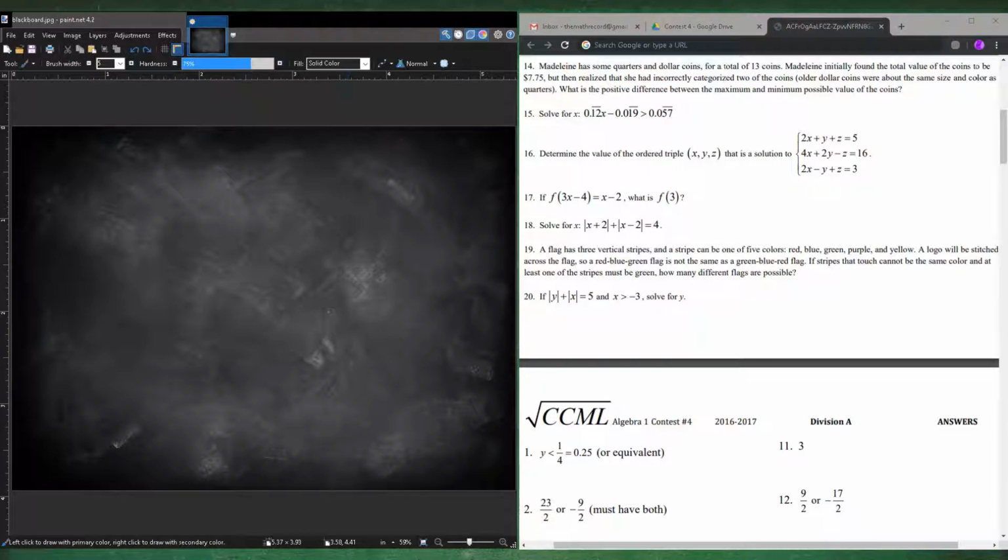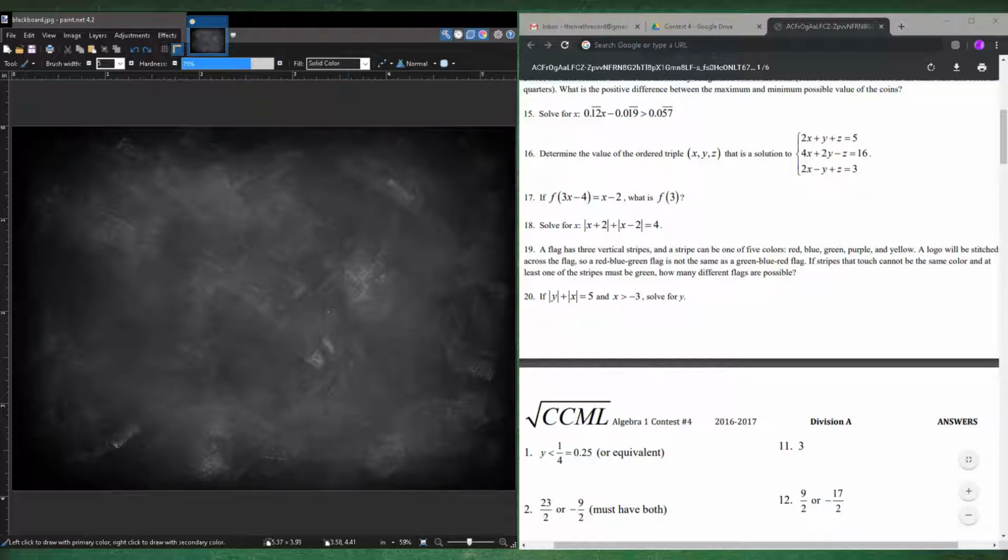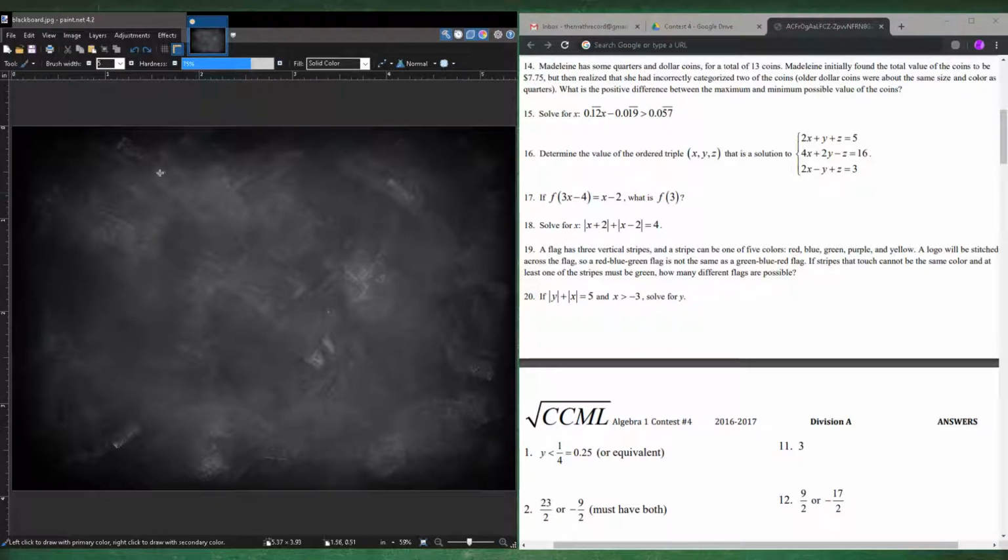So it's only going to be either 1 green or 2 greens. You can't have 3 greens because then it's 3 vertical stripes, and they're going to be touching, so it's not going to work. So it's 1 green and 2 greens. So 1 green, you have 1 green.